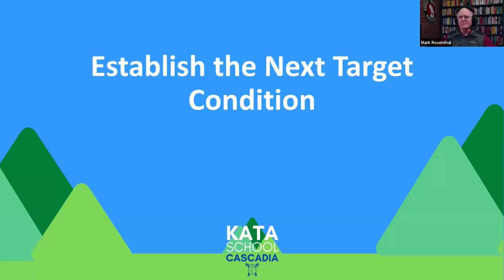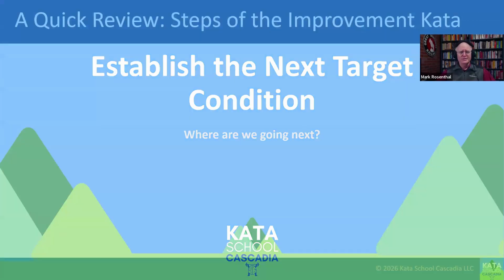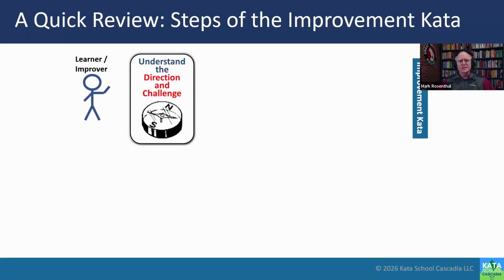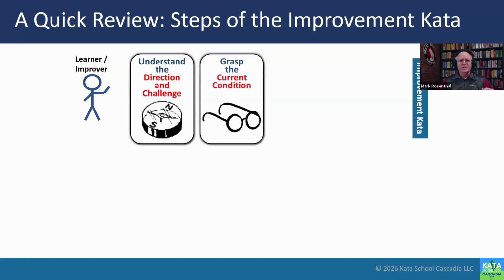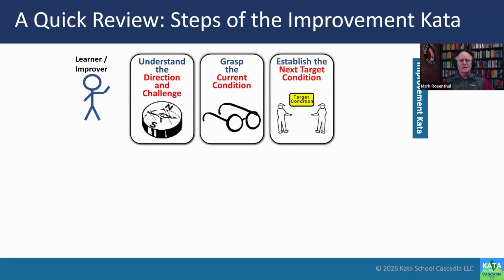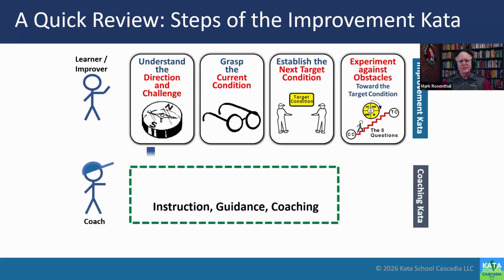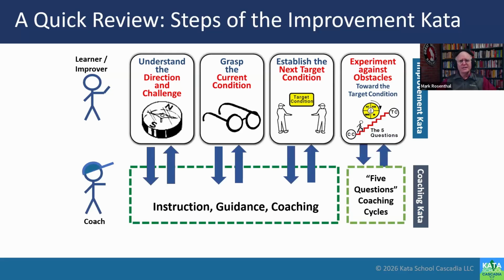Hello, everybody, and my name is Mark Rosenthal. Just to orient us, this is really about where are we going next. So where have we come from? A quick overview. The steps of the improvement kata are for the learner to be taken through understanding the direction or challenge, grasping the current condition, establishing the next target condition, and then iterating experiments against the obstacles toward that target condition. Meanwhile, we have a coach who is ensuring that the learner is staying on track and exhibiting good, solid scientific thinking as the learner goes through these steps.